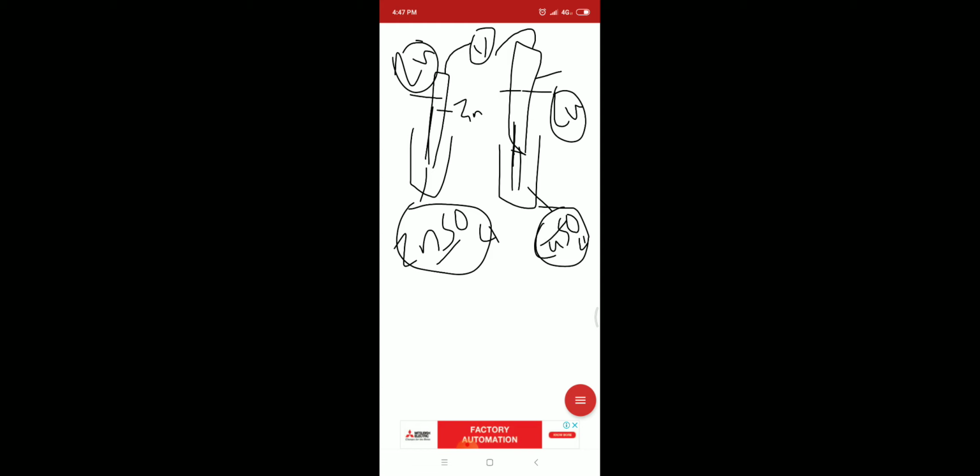This zinc rod will lose 2 electrons and go into the zinc sulfate solution. Zinc is changed into zinc 2 plus ion, losing 2 electrons. Then these 2 electrons will pass through this wire and be received here by the copper.